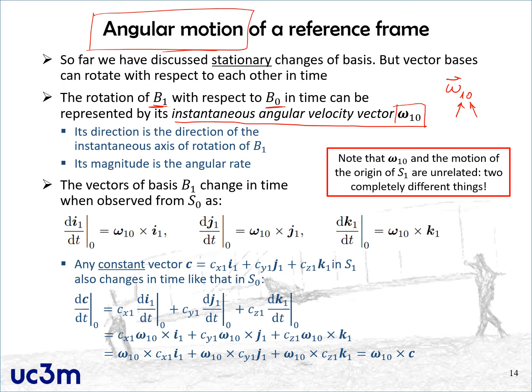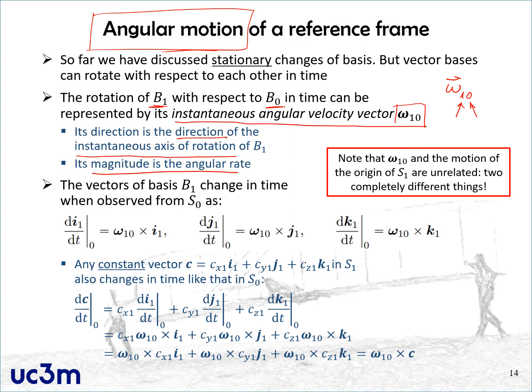Now this vector has, as always, as any vector, direction and magnitude. The meaning of the direction of the vector is the instantaneous axis of rotation of the basis b1 with respect to b0, okay? So it doesn't tell us what is the instantaneous attitude of the basis, but it tells us how it is changing in time, okay? And the magnitude also tells us the angular rate, how quickly the rotation is taking place, okay?